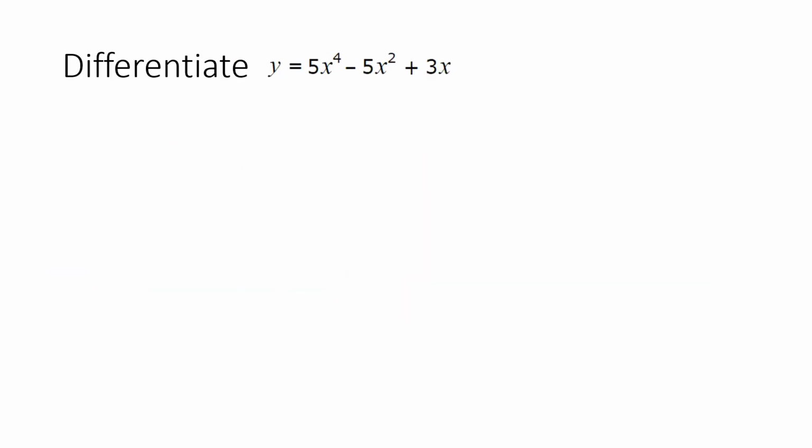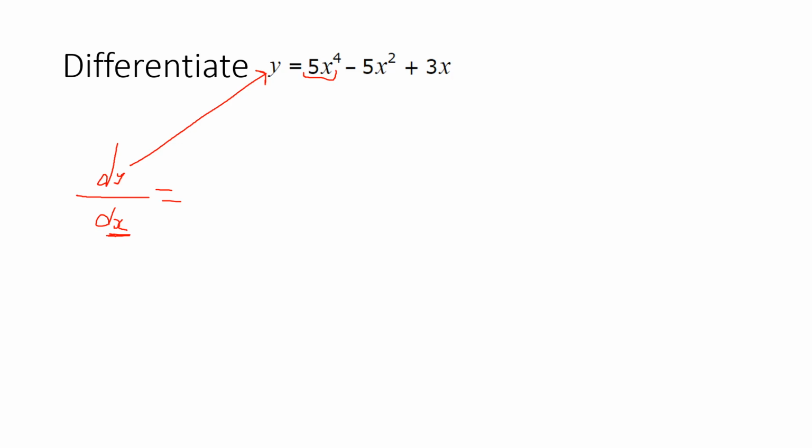Anyways, let's go over another example. Differentiate y equals 5x to the 4 minus 5x squared plus 3x. Well then, dy by dx. This is basically what we have it in terms of, and this is what we're differentiating with respect to. This is something that is a bit more advanced, but for now, let's just use dy dx, okay?